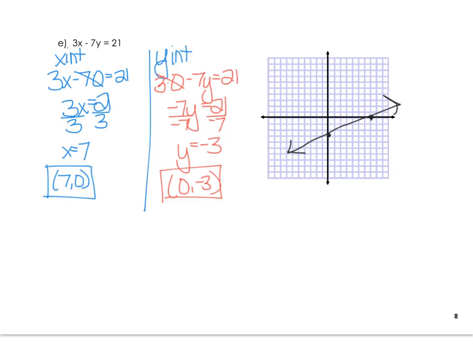Then we're doing the y-intercept. So again, if you're doing the y-intercept, the y stays in the equation. The other letters become a 0. Going through your solving, you end up with y equals negative 3. So your ordered pair is 0, negative 3. And graphing that one, your graph for this equation looks like this.